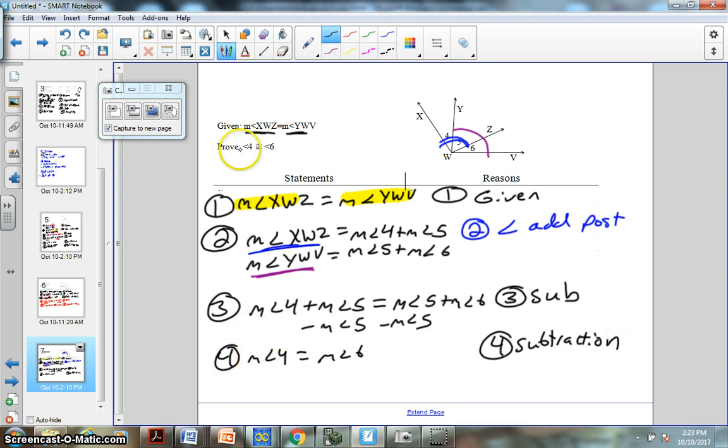And my last statement does not look like my proof. I still got one more step. I need to say they're congruent. So angle 4 is congruent to angle 6. This is the definition of congruence in angles. All right. Hope this helps.